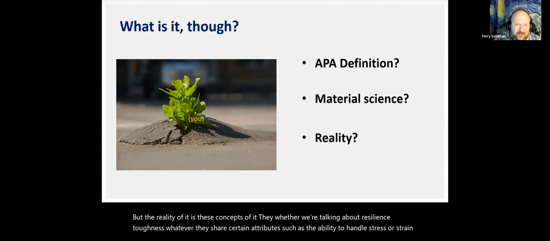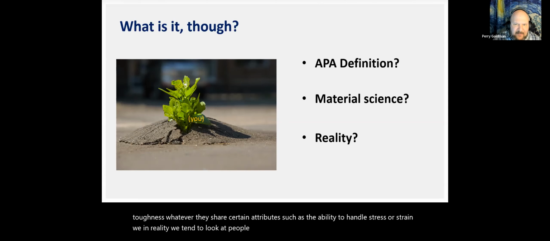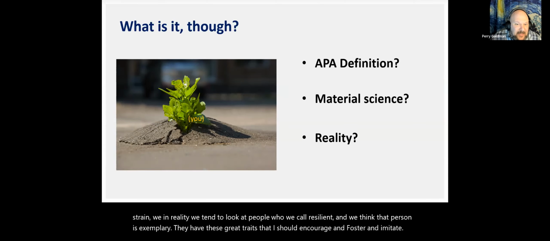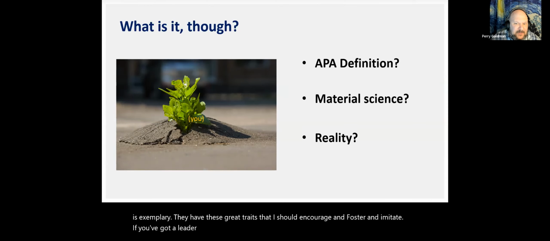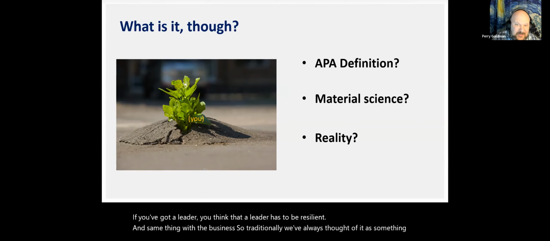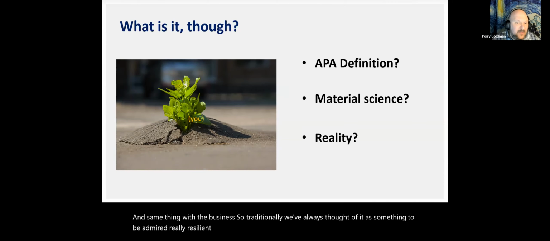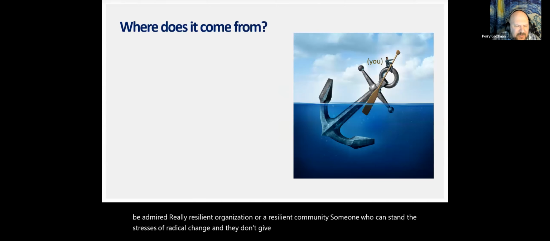In reality, we tend to look at people who we call resilient, and we think that person is exemplary. They have these great traits that I should encourage and foster and imitate. If you've got a leader, you think that a leader has to be resilient. And same thing with the business. So traditionally, we've always thought of it as something to be admired, a resilient organization or a resilient community, someone who can stand the stresses of radical change and they don't give in to pressure, that sort of thing.